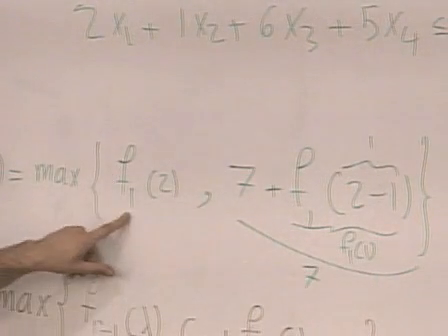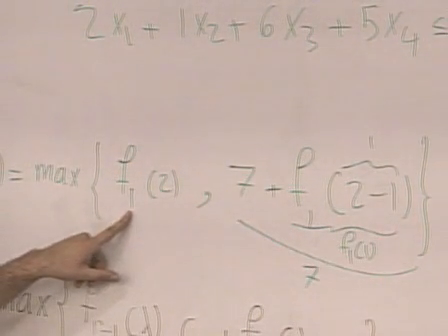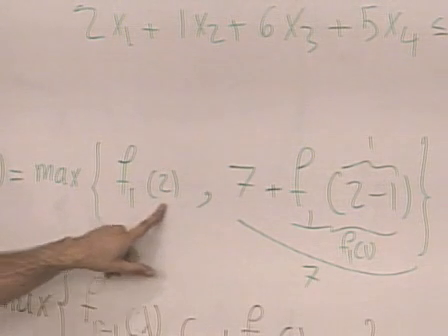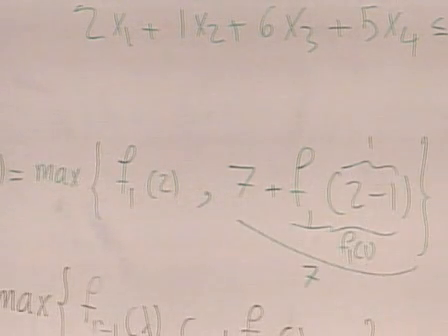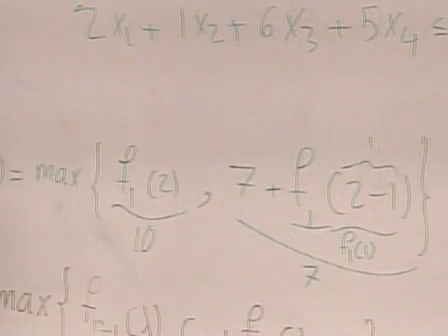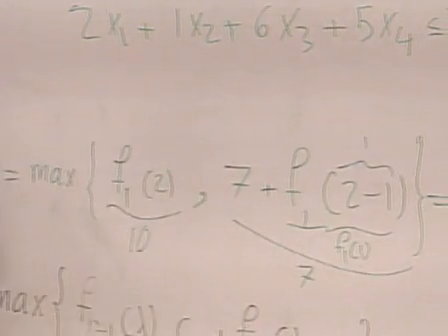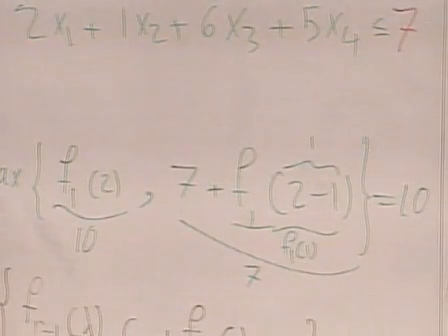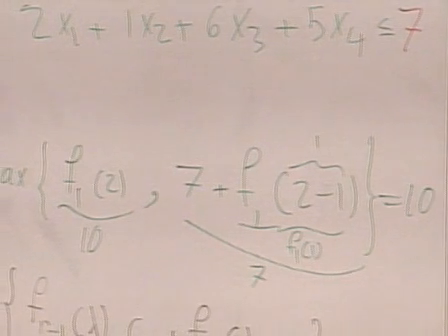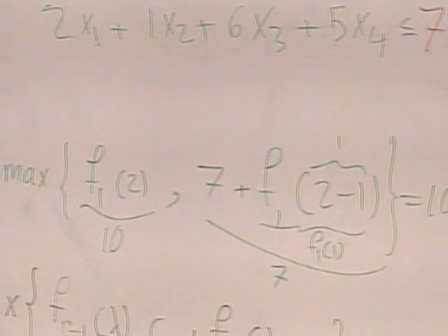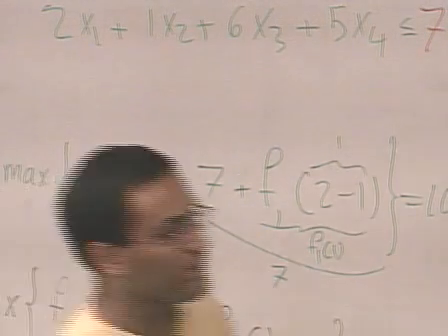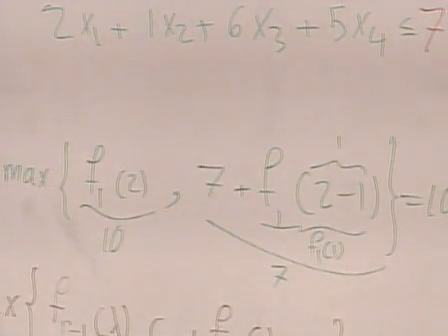If I go to the first item with 2 units of capacity, f1 of 2, I can put the first item there and get 10 units of value. So the maximum between these two would be 10. So it's going to tell me, although you have the choice of putting this item there, don't put it there. Go to the first item and put the first item there, because it's going to give you more value. So the value here would be 10.